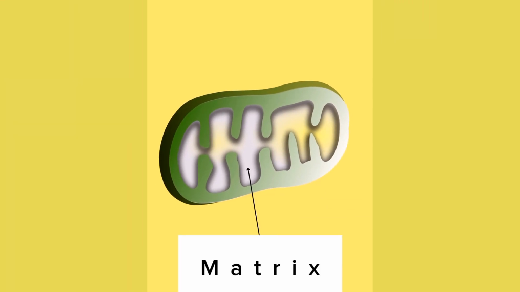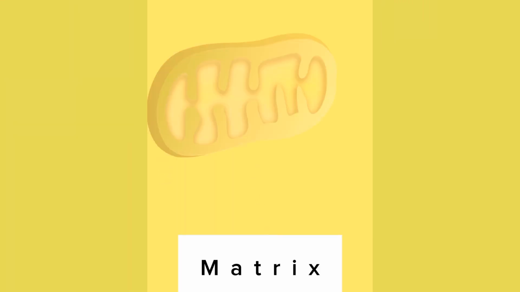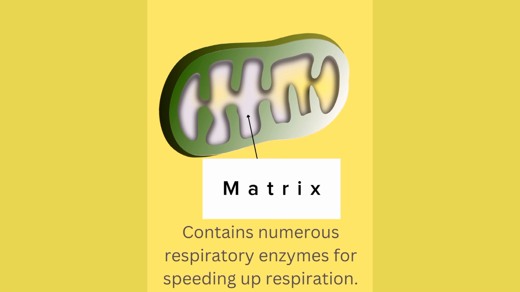Now, one other thing to note about the mitochondrion is that it has a cavity that is filled with a fluid known as the matrix. Within the matrix, you have numerous respiratory enzymes, all to catalyze the process of respiration. So these are two main adaptations of the mitochondrion to its function.